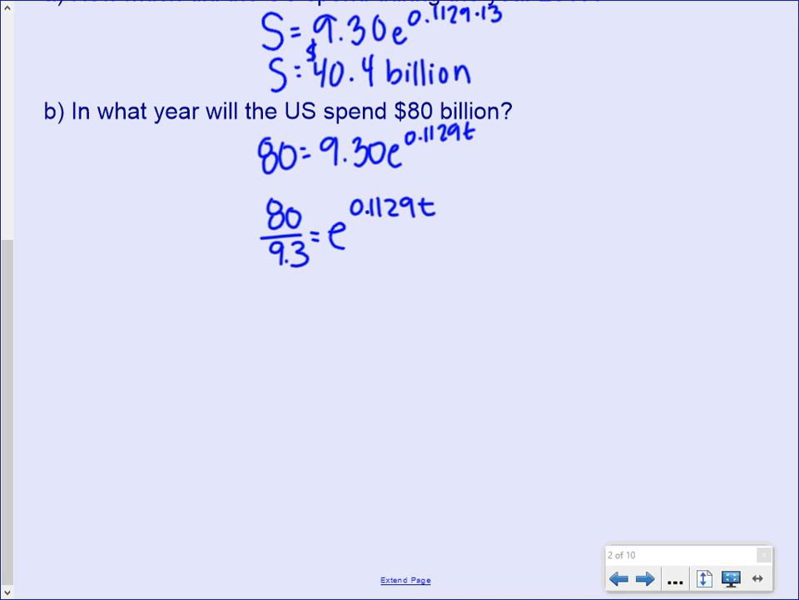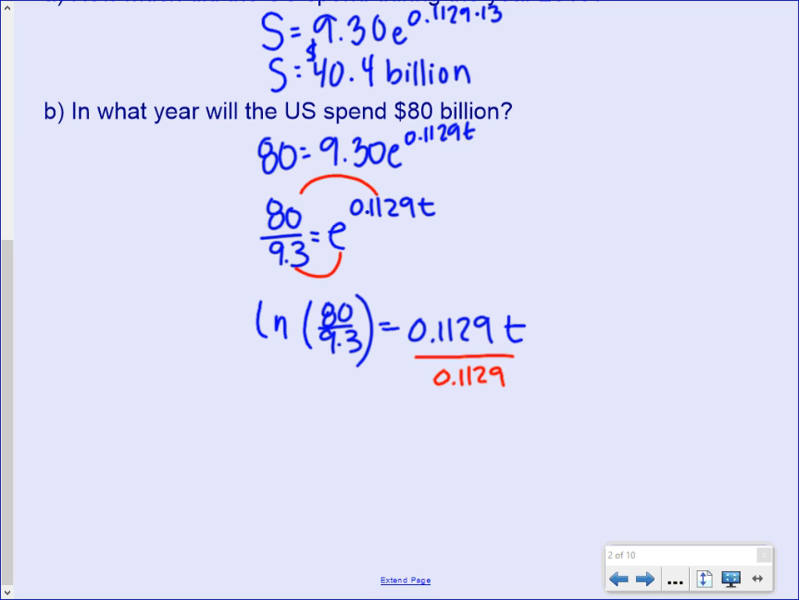You might say using your circle method. That'd be log base e, which is natural log, of 80 divided by 9.3 equals the exponent, 0.1129t. And then at the very end to solve, you've just got to divide by 0.1129.